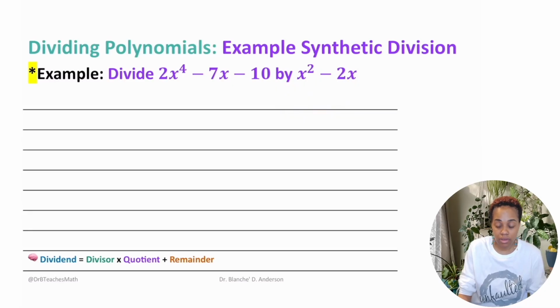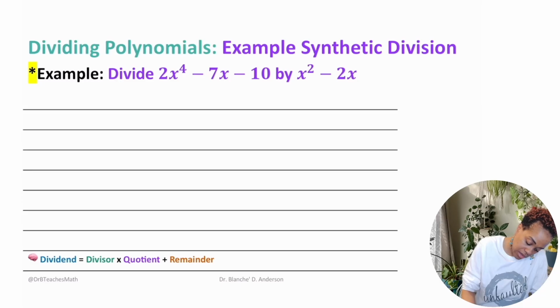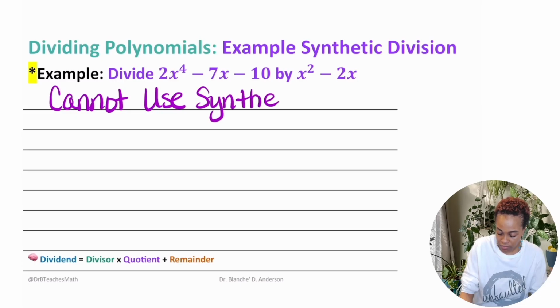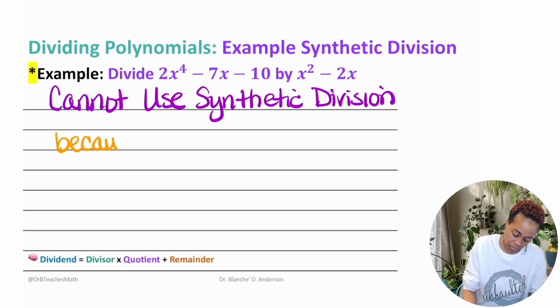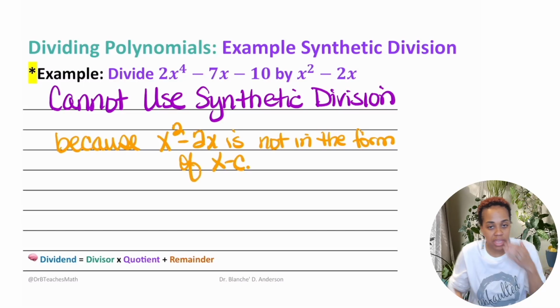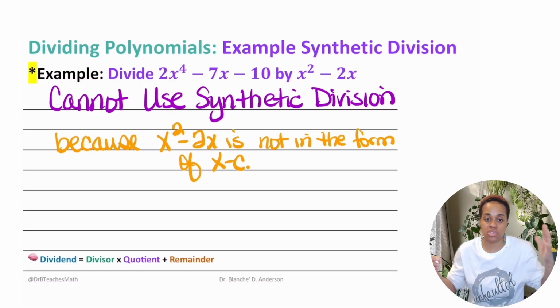I cannot make it into this form, x minus c. I can't do that. So on this one, I'm just going to write: cannot use synthetic division. And you're going to say why? I'm going to say because x squared minus 2x is not in the form of x minus c. And we can't make it. So you cannot use synthetic division on this one. On this one, you would use long division.